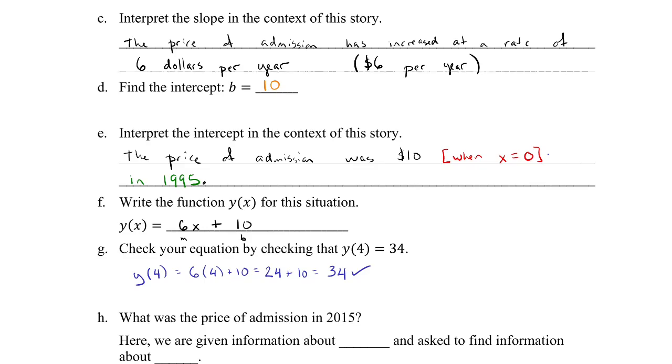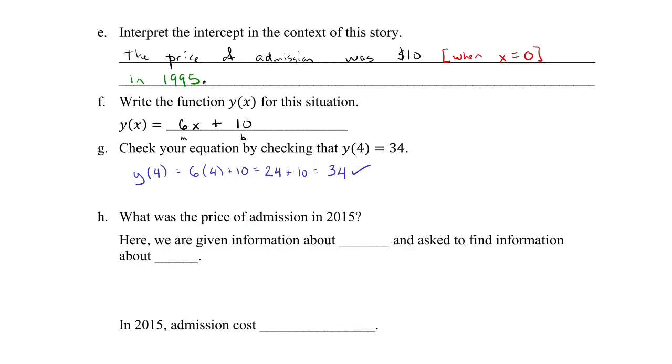Now we're going to use this equation to answer some questions. This next question says, what was the price of admission? So that's asking us about y. In 2015, that's telling us x equals something. We're given information about x and asked to find the value of y. But we're not told the value of x directly.